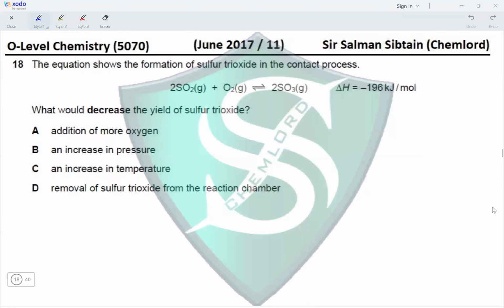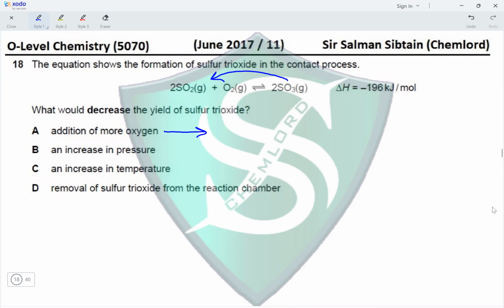Question 18. The equation shows the formation of sulfur trioxide in the contact process. What would decrease the yield of sulfur trioxide? Decreasing the yield of sulfur trioxide means the equilibrium will be favored in the backward direction, or the equilibrium will shift towards the left. Okay. Addition of more oxygen. If you increase the concentration of oxygen, which is a reactant, the equilibrium will be favored in the forward direction.